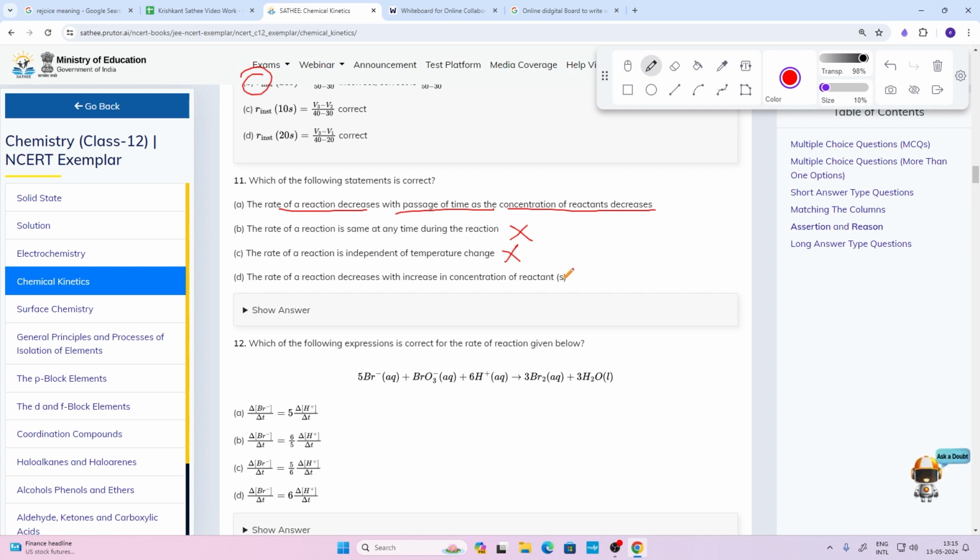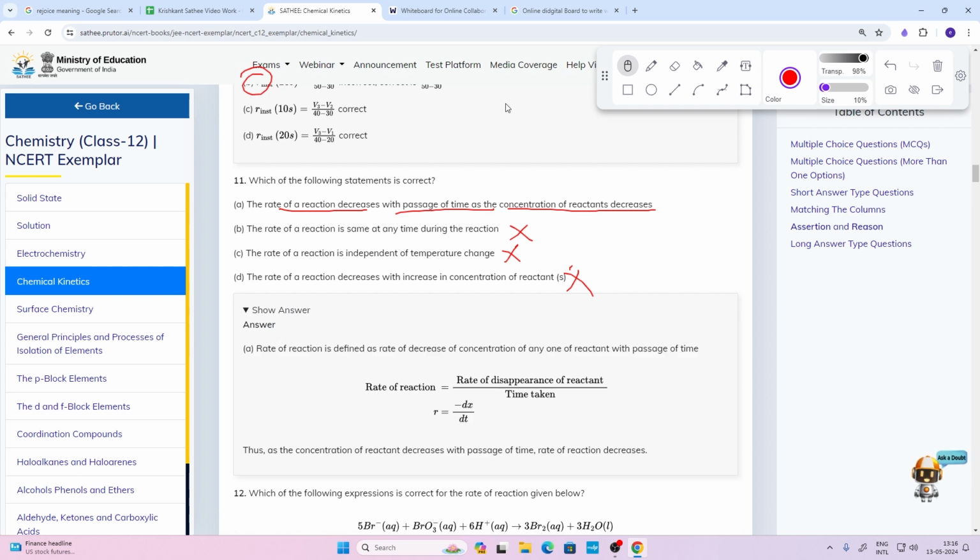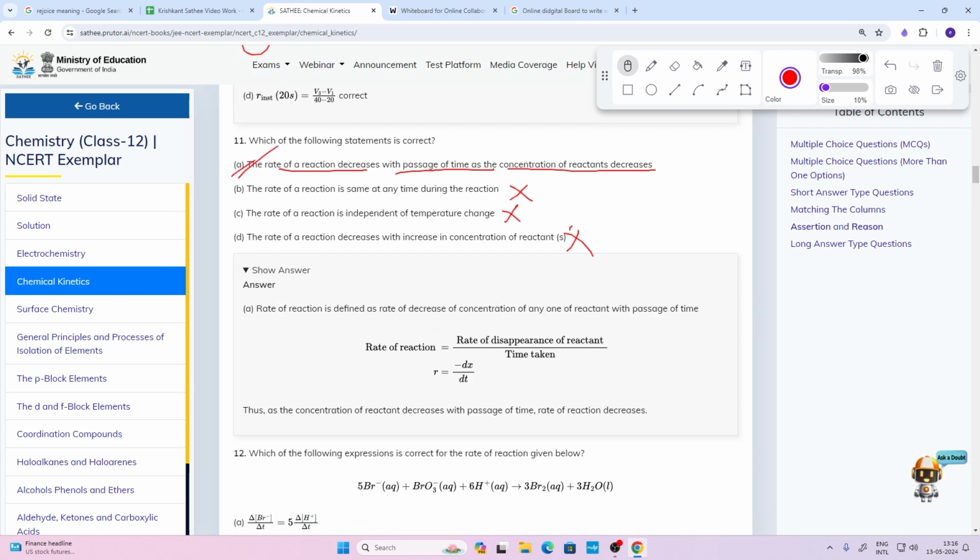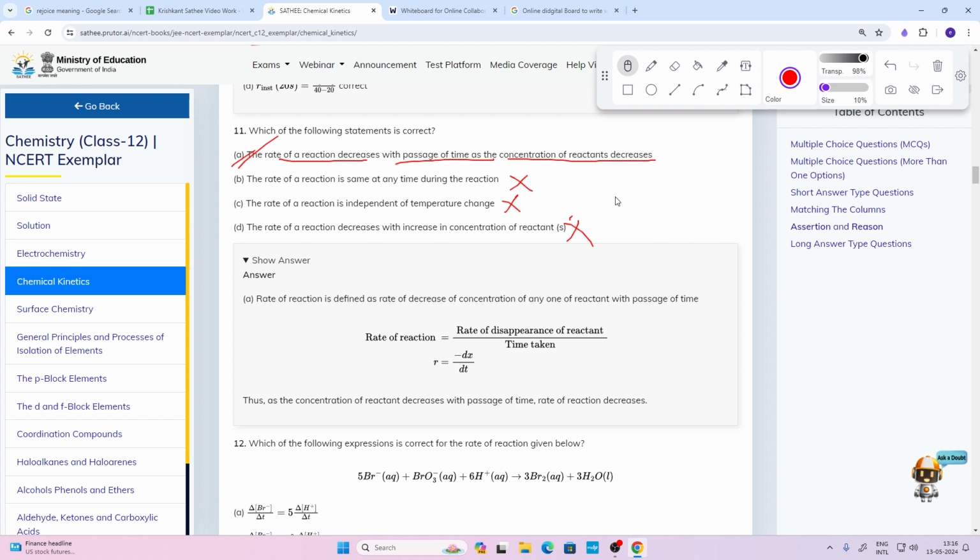Fourth one, the rate of reaction decreases with increase of concentration. So it says that the rate of reaction decreases with increase of concentration. This is wrong. So which one is the correct option? I think this one is the correct option, A. Although for zero order reaction it does not happen so, for the rest of the reactions it happens.